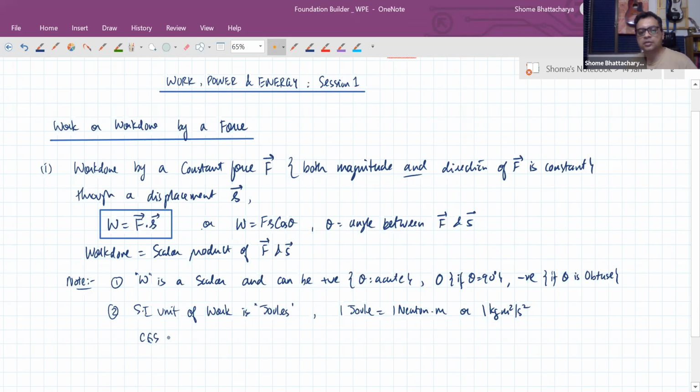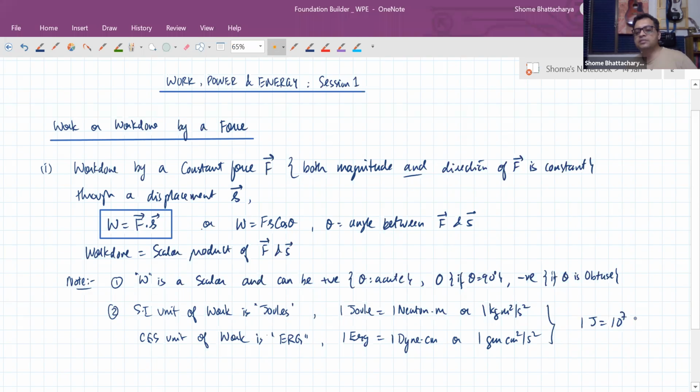the centimeter gram second system, the unit is specifically called erg. As you can see, 1 erg would be equivalent to the unit of force in CGS, which is dyne, multiplied by the unit of displacement, which is centimeters. So 1 erg is equivalent to 1 dyne centimeter, or 1 gram centimeter squared per second squared. From this, you can also see the conversion: 1 Joule is equivalent to 10 raised to power 7 ergs, or inversely, 1 erg is equivalent to 10 raised to power minus 7 joules. Joules we generally write in short form with capital J. So that is as far as the unit is concerned.